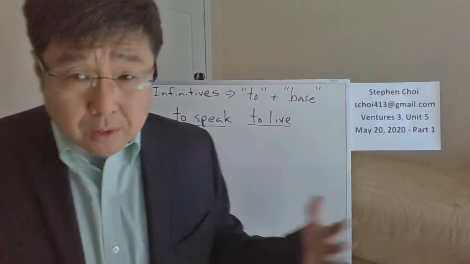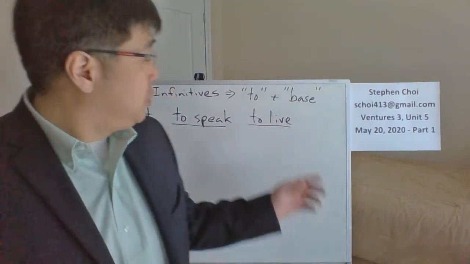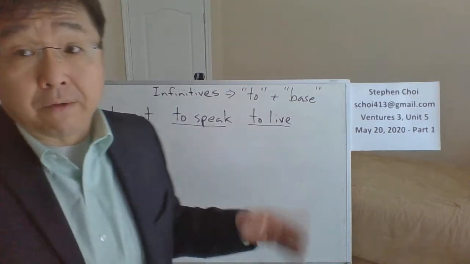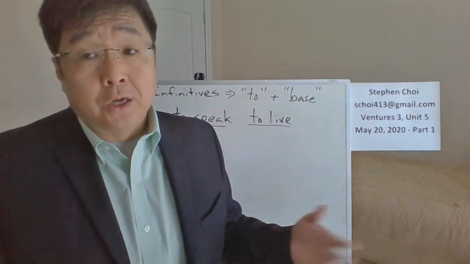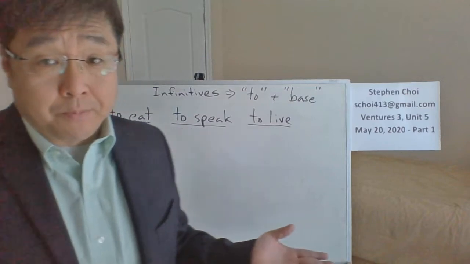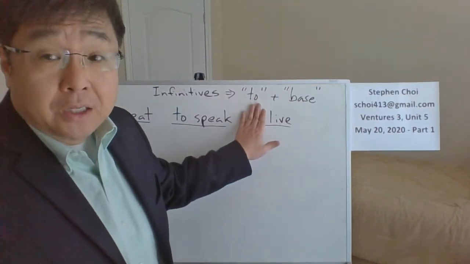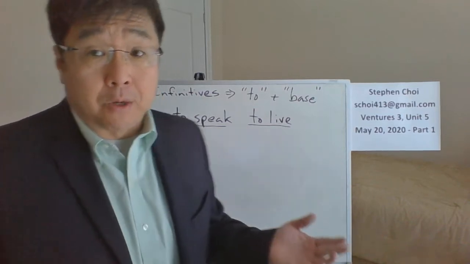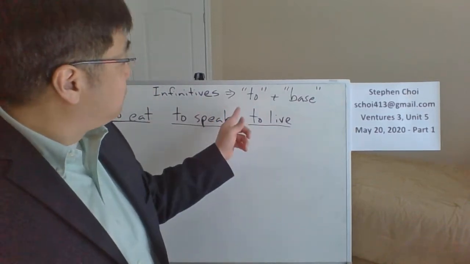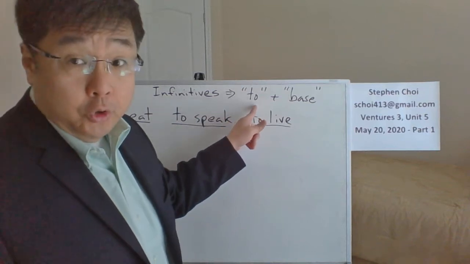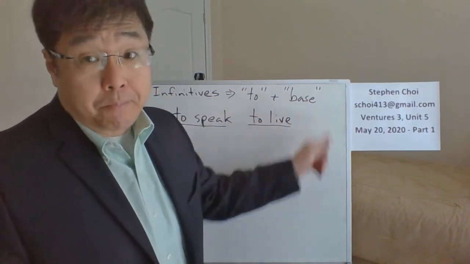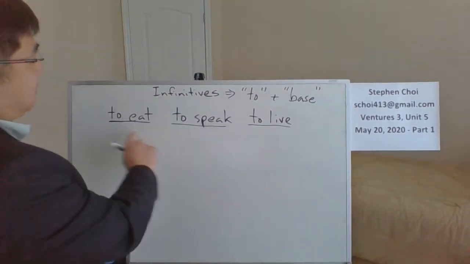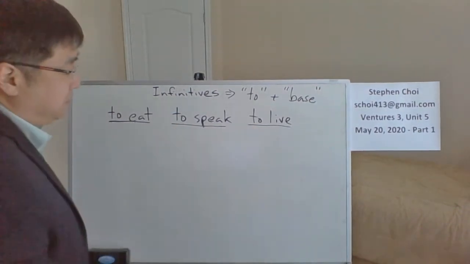Now, in English, infinitive really literally means just the base form, because we do have things called zero infinitive or bare infinitive, some people call it. It's infinitive without the to. But we're not going to get into all that. For ESL purposes, we're just going to say infinitives are made up with the preposition to plus the base form of the verb. So this is how you write infinitives: to eat, to speak, to live.